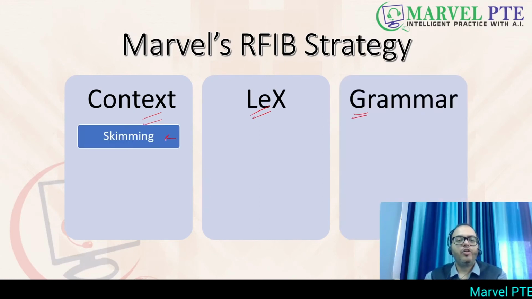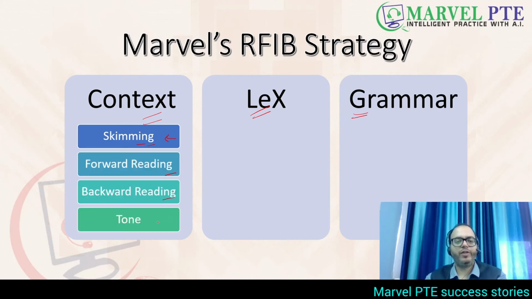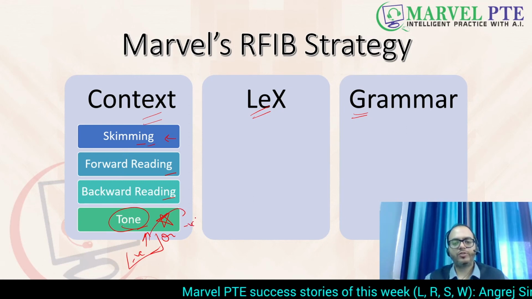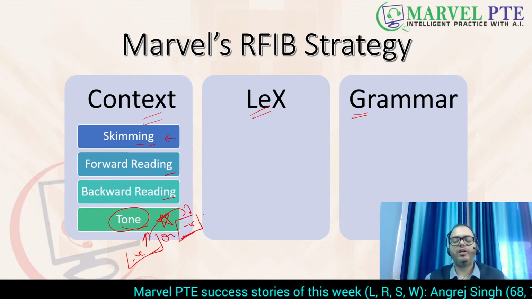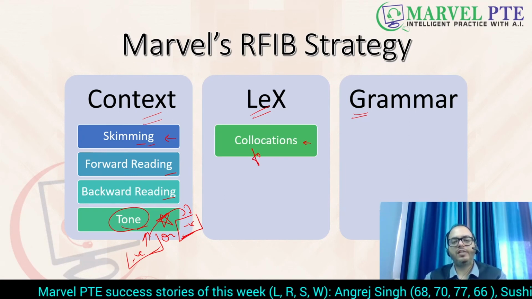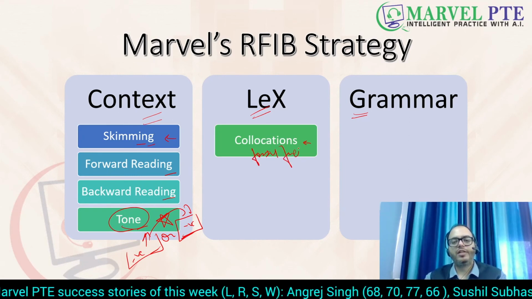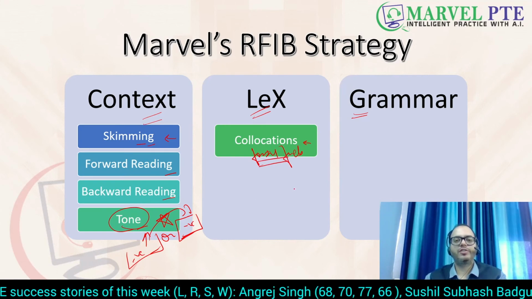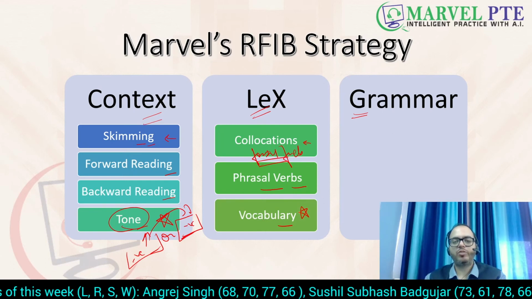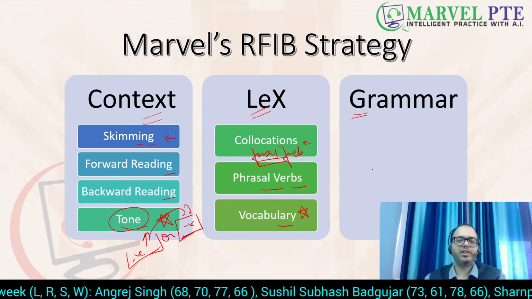In context, we do skimming. You have seen how we do skimming, then forward reading, backward reading, and tone analysis. We could find out one answer on the basis of the tone today. जैसे और से पहले एक नेगेटिव वर्ड था, तो और के बाद भी उसका जो वर्ड आएगा फिलअप होगा वो क्या होगा? नेगेटिव. Coming to the lexical resource collocations, we had seen that fossil fuels, right? So this was the collocation in today's reading filling the blank. Then phrasal verbs, vocab. Vocab is something which you build slowly and steadily.